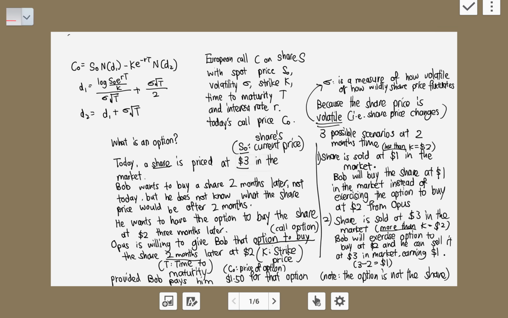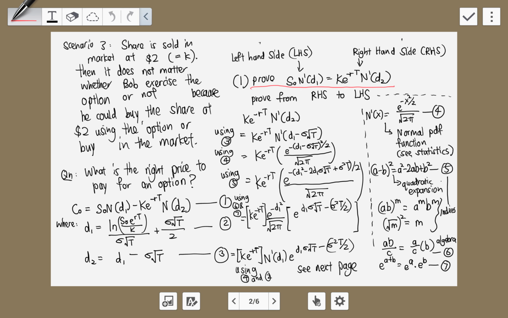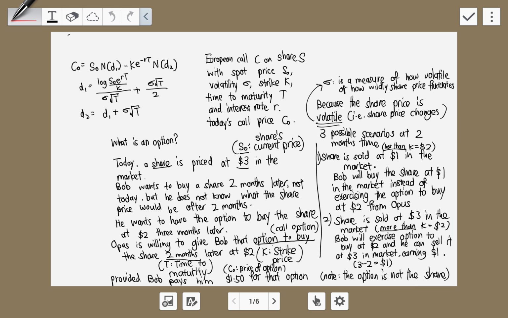Okay, this lecture came about because I was trying to help my student with answering a tutorial from a university financial maths course. So in this tutorial, I will explain a few things. First is the Black-Scholes model for pricing a call option.